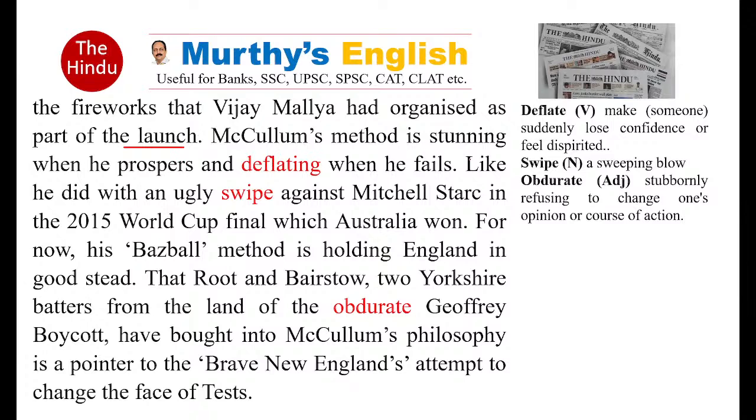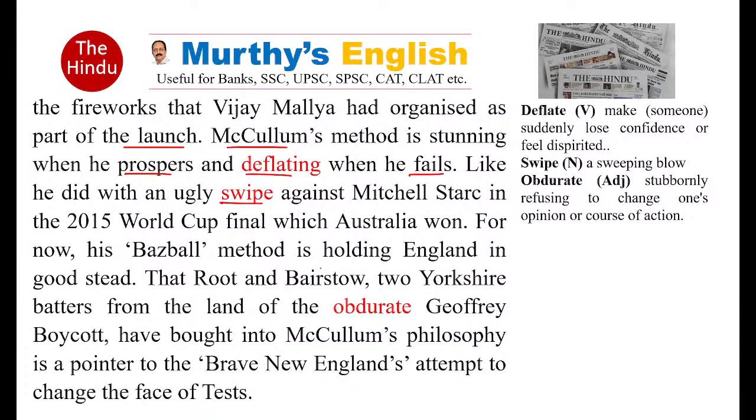McCullum's method is stunning when he prospers and deflating when he fails. It talks about McCullum's style or method: when he does well, it is stunning, and when he fails, deflating. Deflate in this context means what? Make someone suddenly lose confidence or feel dispirited. Like he did with an ugly swipe against Mitchell Starc in the 2015 World Cup final, which Australia won. Again, to substantiate, like he did with an ugly swipe.